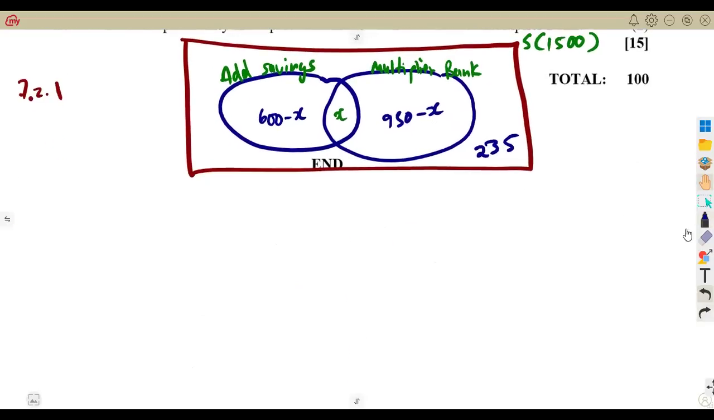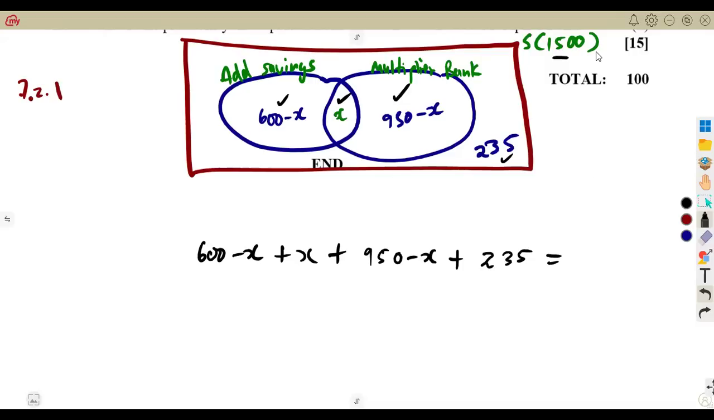Remember, we are told that in this town, there are 1,500 people. So form an equation, adding everything. The 600 minus X, we add to this X, we add to the 950 minus X, we add to the 235. It must be equal to the number of people in the town, which is 1,500. So we can solve for X. Add these numbers together, 600, 950, 235. If you add, it is going to give us 1,785. Then minus X and X cancels.